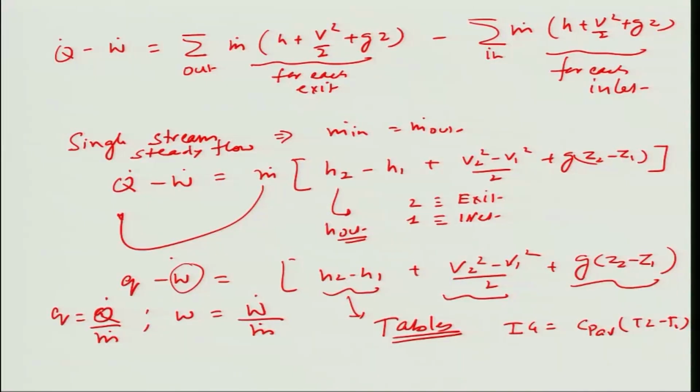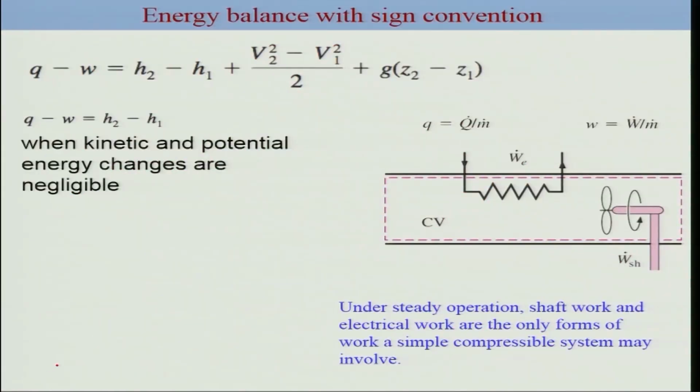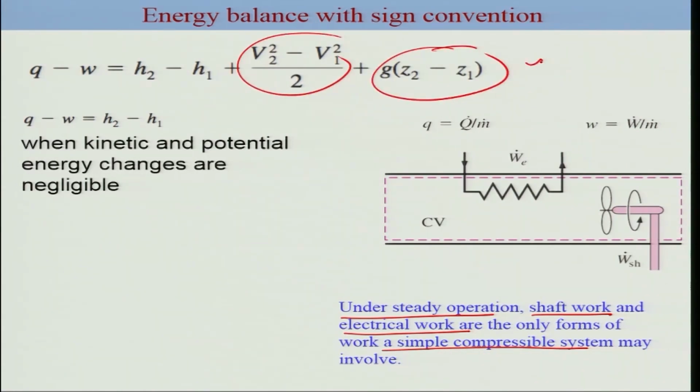Okay, so this is a general expression, we are going to make use of it, and this is what I summarized here. Okay, so under steady operation, only the shaft work and electrical work are the forms of work which will be involved for simple compressor systems in the case of a steady state flow system. If you are considering the kinetic energy and the potential energy to be 0 or negligible, then this would be your final expression for the system's energy balance.